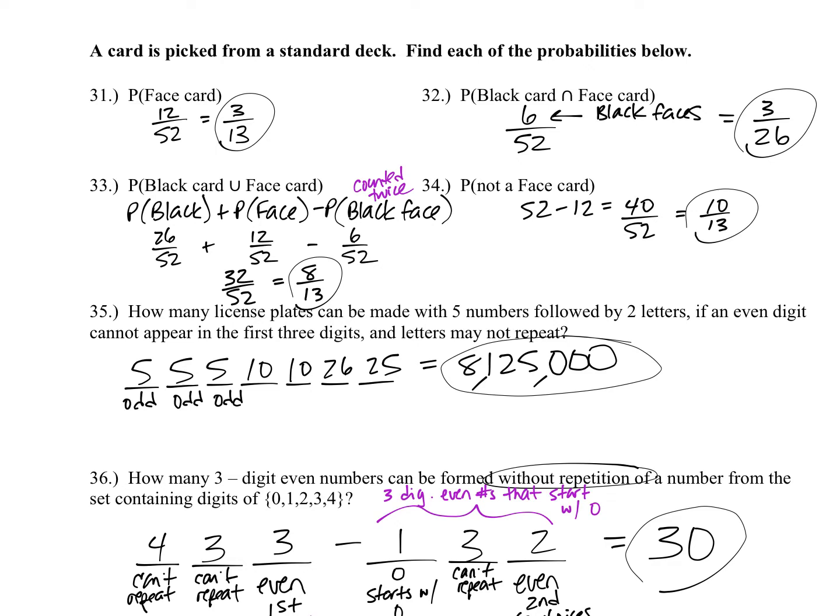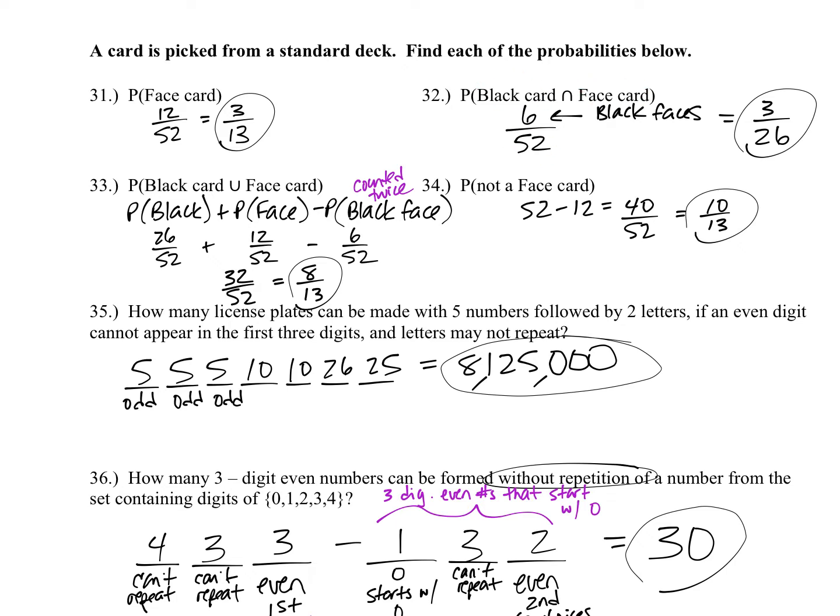That means 12 out of 52, which is 3 out of 13. Black card and face card. Well, how many blacks are faces? So how many of those total face cards are black? So that's just half of them. 6 out of 52. So 6 of the cards are both black and face out of the total deck.